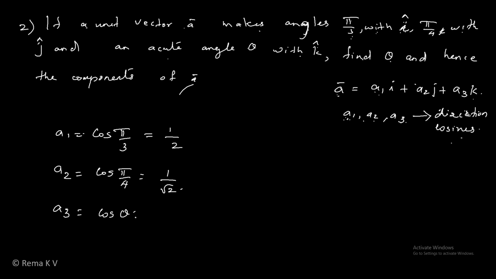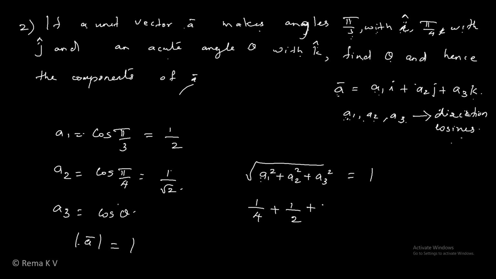Theta is not given to us; we have to find it. The magnitude of vector A is 1, since A is a unit vector. So the magnitude is root of A1 square plus A2 square plus A3 square, which is equal to 1. Squaring both sides, A1 square plus A2 square plus A3 square is equal to 1. Substitute the values for A1, A2 and A3 and find theta. A1 is 1 by 2, so its square is 1 by 4, plus A2 is 1 by root 2, its square is 1 by 2, plus A3 is cos theta, so its square is cos square theta, which is equal to 1.